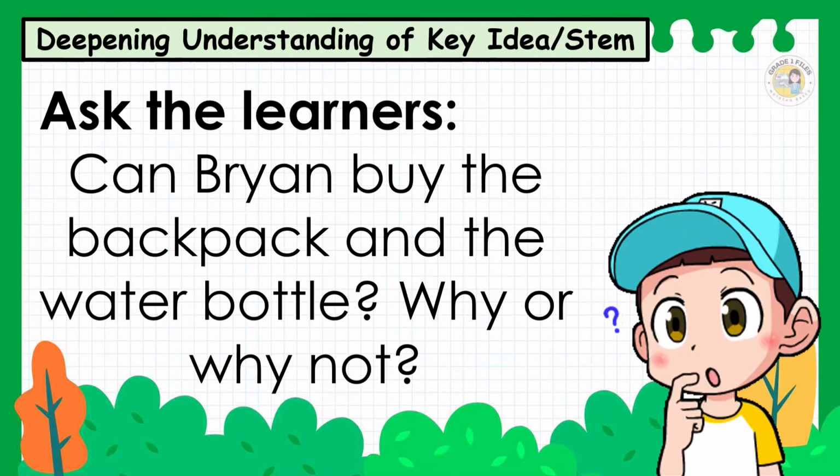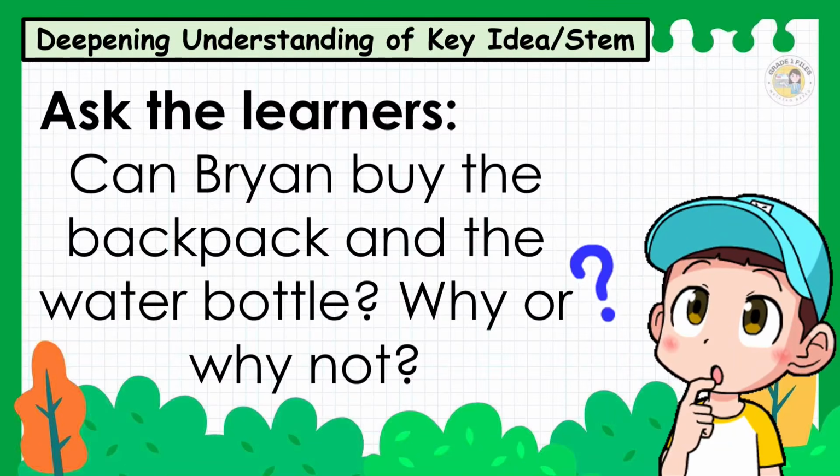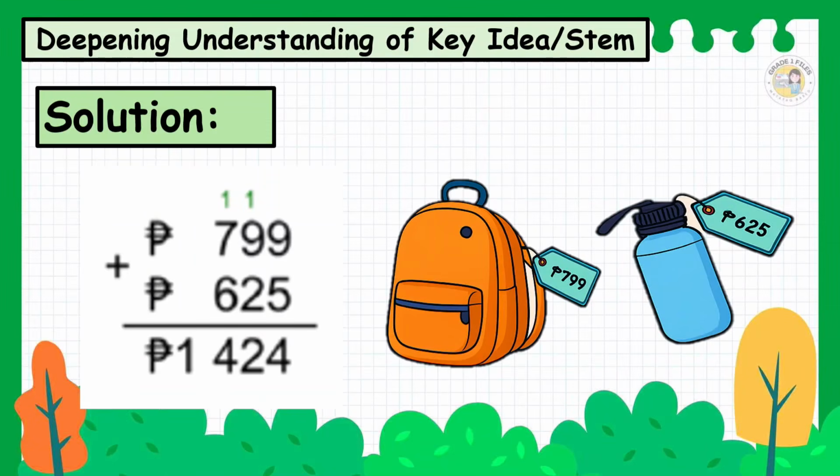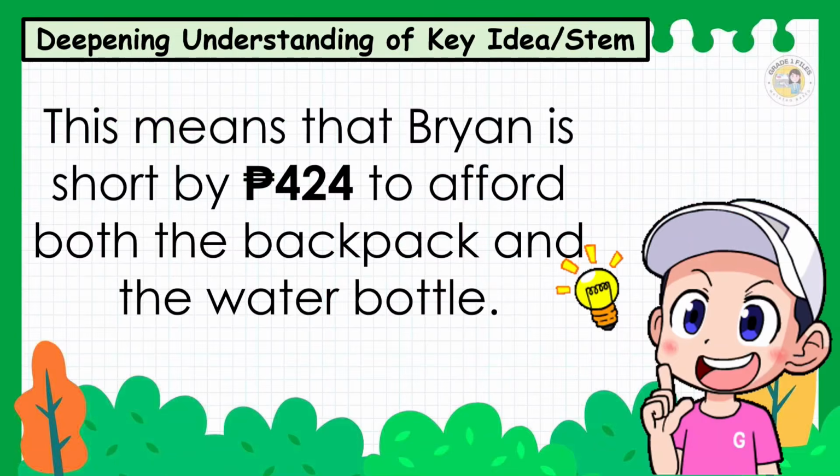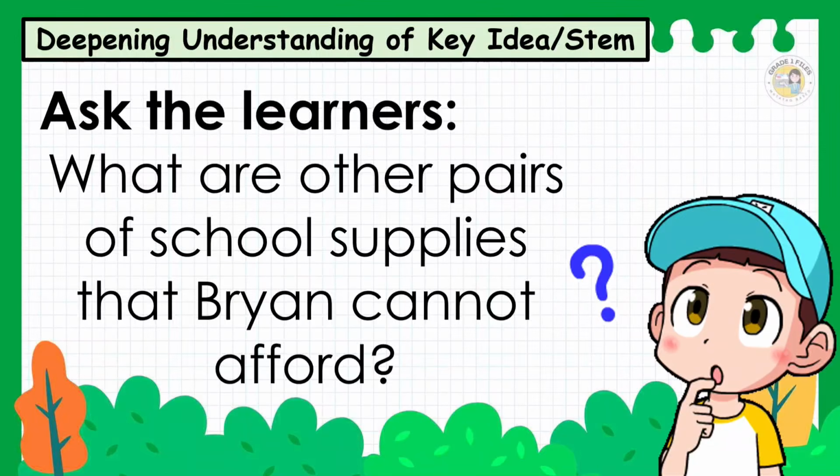Students, can Brian buy the backpack and the water bottle? Why or why not? 799 pesos plus 625 is equal to 1,424 pesos. This means that Brian is short by 424 pesos to afford both the backpack and the water bottle. What are other pairs of school supplies that Brian cannot afford?